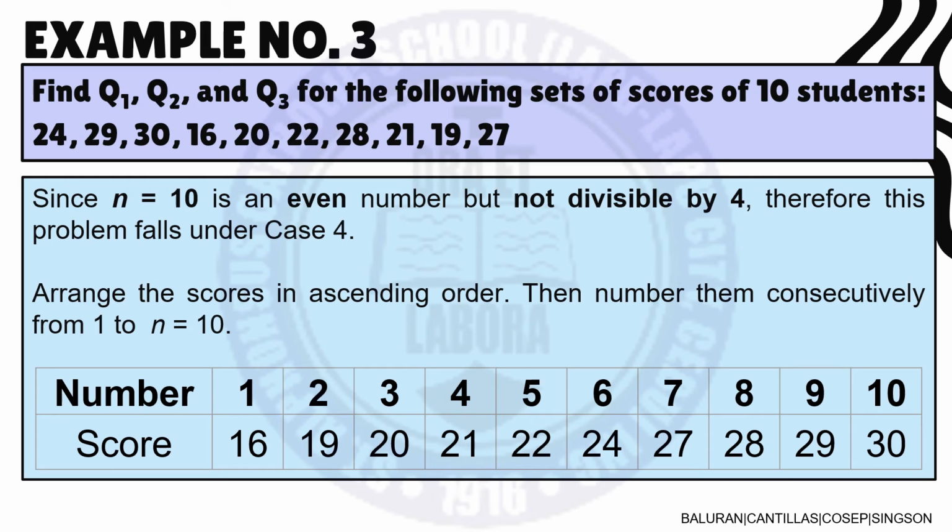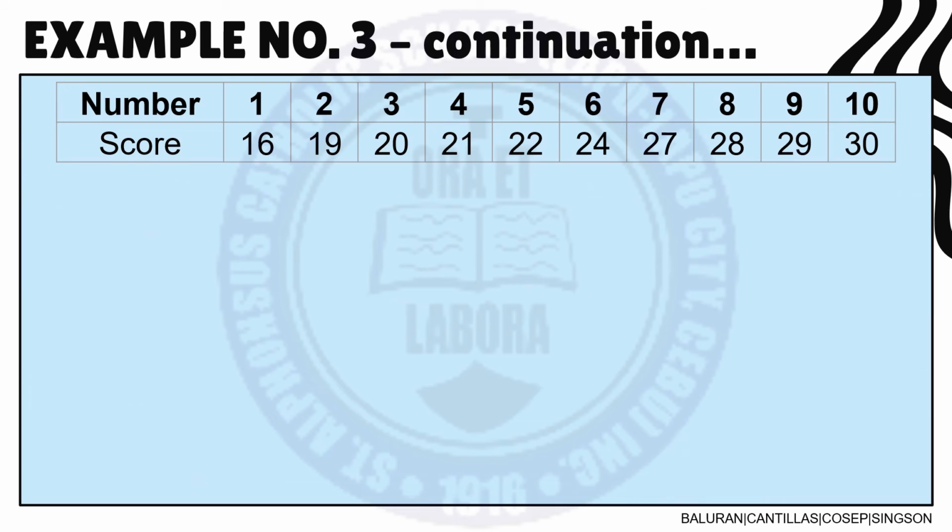So we will begin with 16, which is the smallest score. Then 19, 20, 21, 22, 24, 27, 28, 29, and 30. After arranging the set of scores from smallest to highest, we will now find the value of the first quartile.